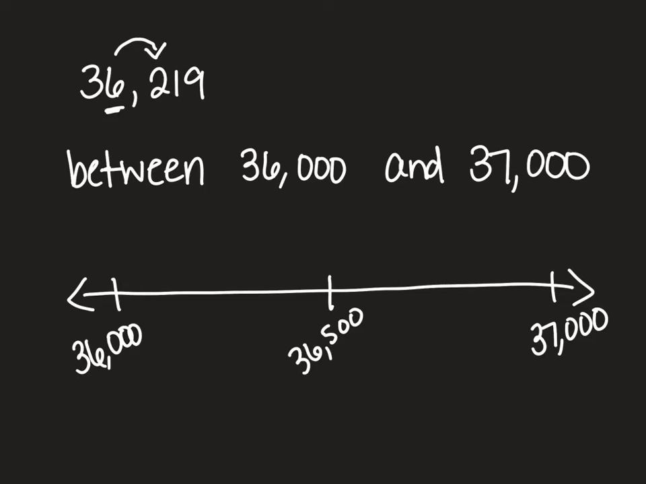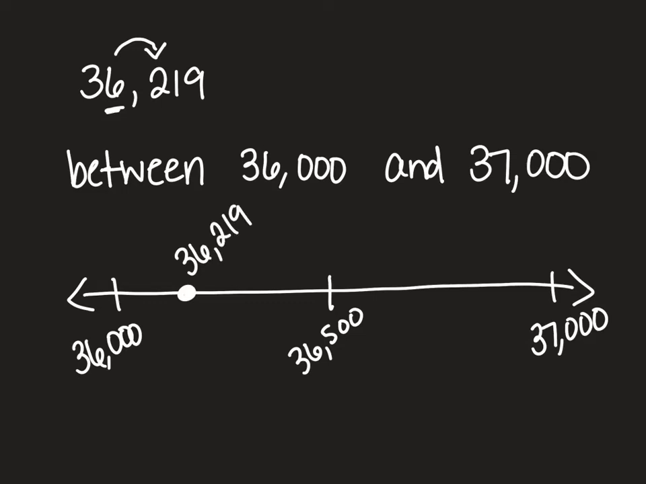So if I were to look on my number line, now we can go fill in the number line. We could do 36,100, 36,200. We could do all that. But I know that 36,219 is probably going to be somewhere around here, right?